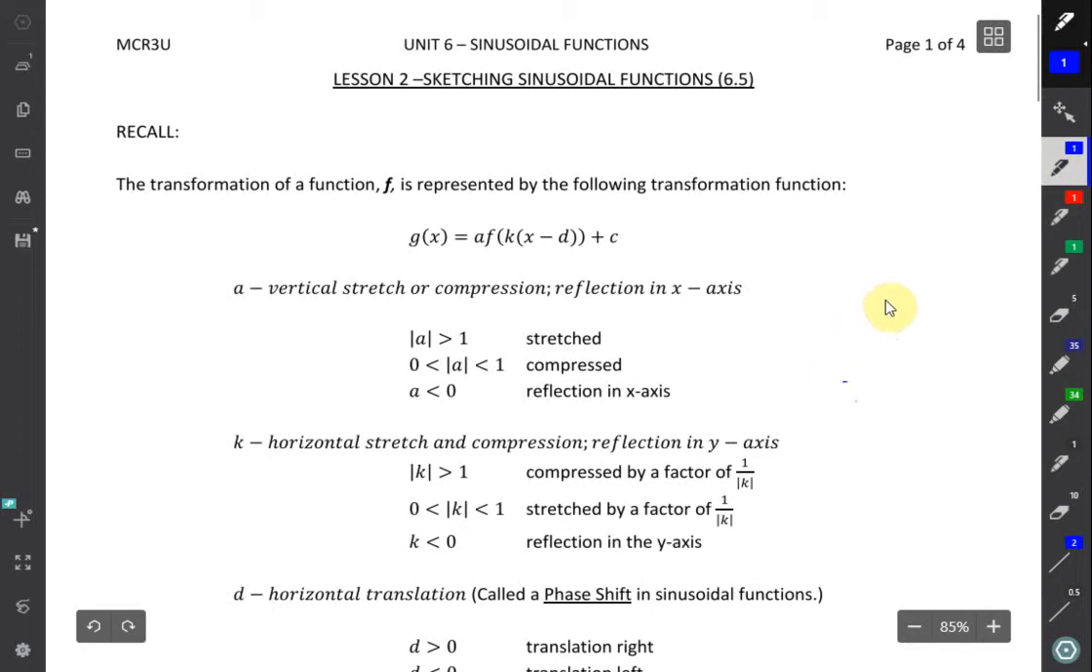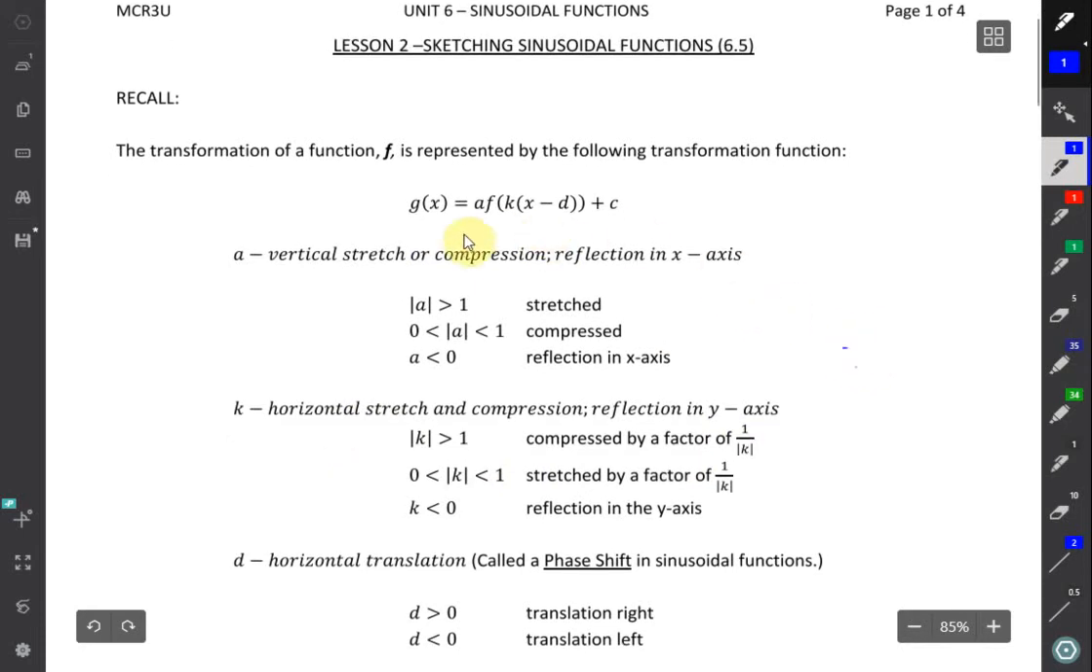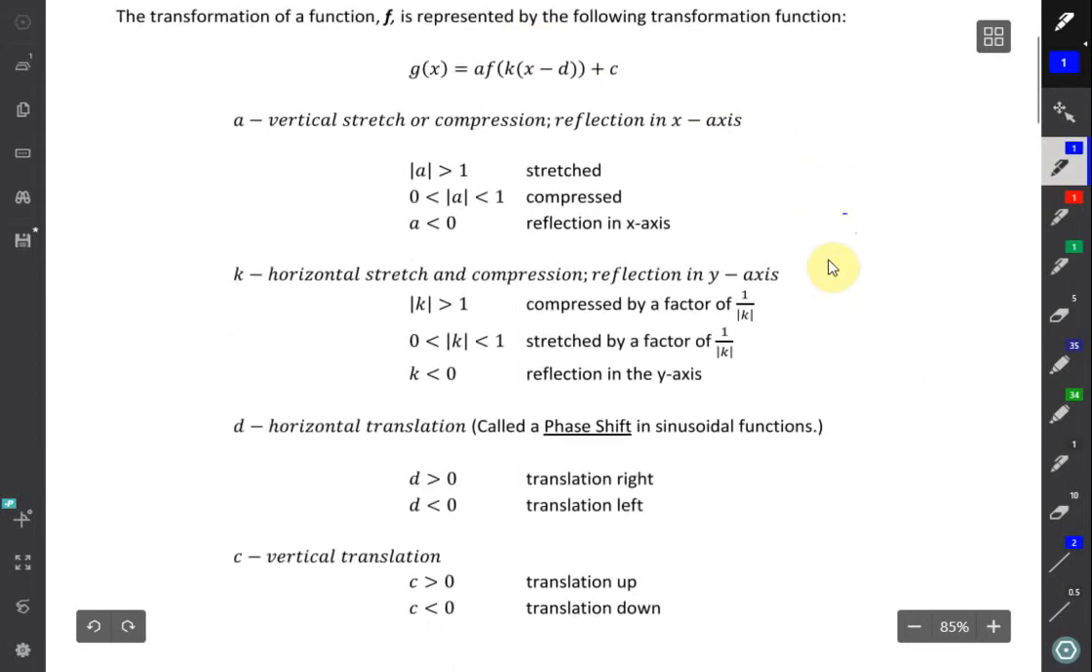In this lesson, we'll be looking at sketching sinusoidal functions. We'll be looking at these transformations again, so I've put this reference here for you to review, and we're still focusing on the same key values, the A, the K, the D, and the C. And these will have similar impact on sinusoidal functions as they do on other functions.